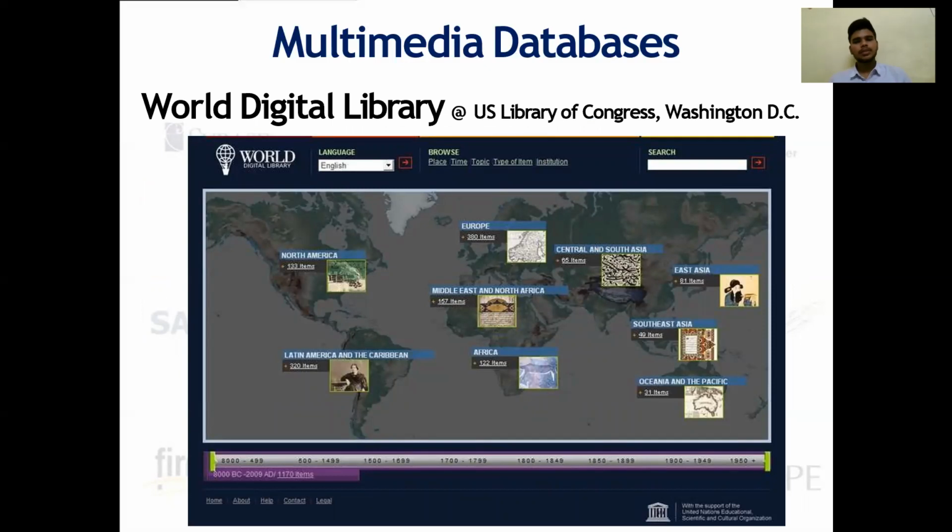World Digital Library, as you can see on the screen, World Digital Library at the US Library of Congress, Washington DC. It shows that the libraries which are present in the world are very famous, and the items which are present in it, as you can see on the screen.